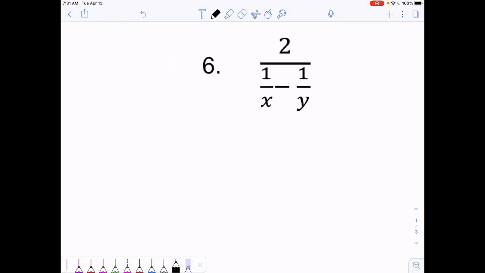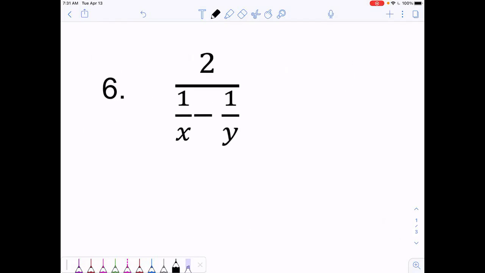So I wanted to look at 6 because I thought that one looked a little different as well. It just has a 2 on the top. 2 is by itself. I don't have to add it with anything. So you're not going to do anything with the numerator there. Keep the 2 by itself. So we're going to ignore that 2. So keep 2, keep my fraction bar. The denominator says 1 over x minus 1 over y.